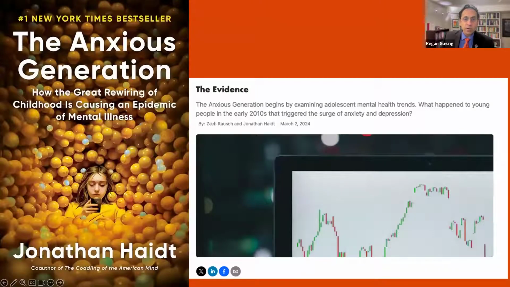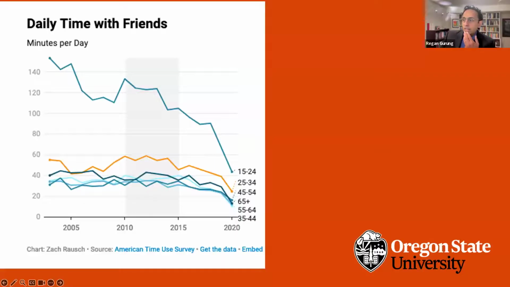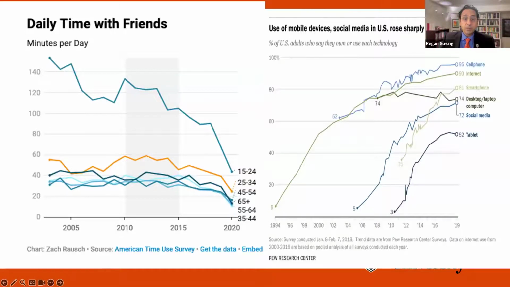Here's the big deal with the argument, right? The big deal with the Haidt argument is this. Our students are spending less time with their friends. When you look at the data from 2005 to more recently, the amount of time, minutes per day, spent with friends is dropping dramatically. Okay. What is this tied to? Well, this seems to be tied to more social media use, right?